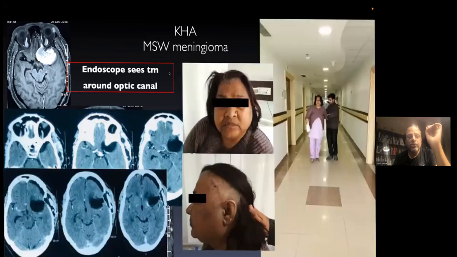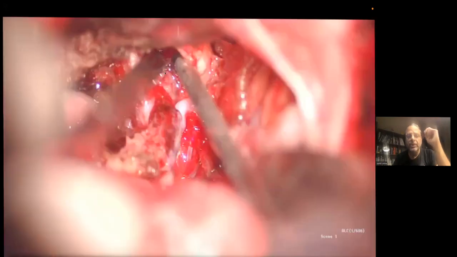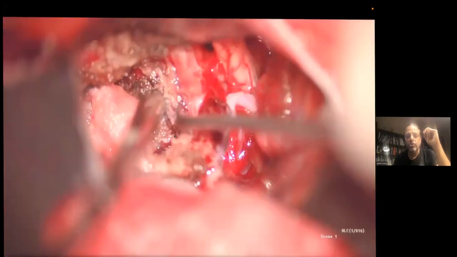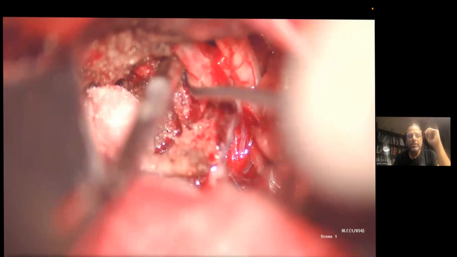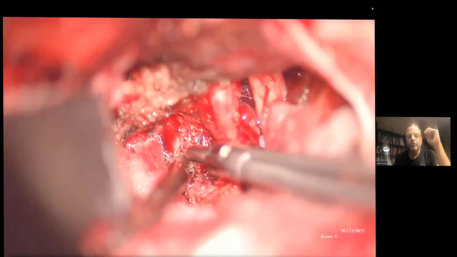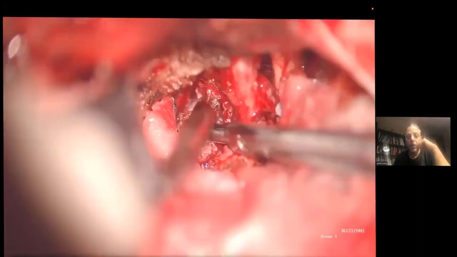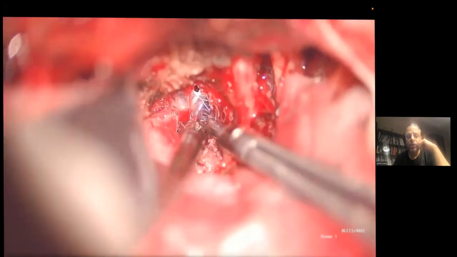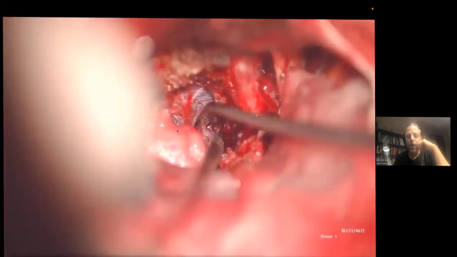This is the tumor tissue, which is very, very densely adherent to the carotid artery. You can see over here, and all this is done through a keyhole approach, and sharp dissection of the tumor tissue, sharp dissection separating the tumor tissue from the optic nerve, and there you see the arachnoid down below with the posterior communicating artery will be soon seen.